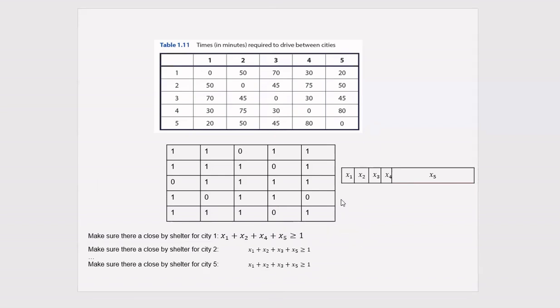For city 2, which ones of these are close enough? x1, x2, x3, x5. For city 4, x1, 2, 3, and 5. These have to be greater than or equal to 1. All right, so 5 constraints here, 1 for each city. Is that a good solution?